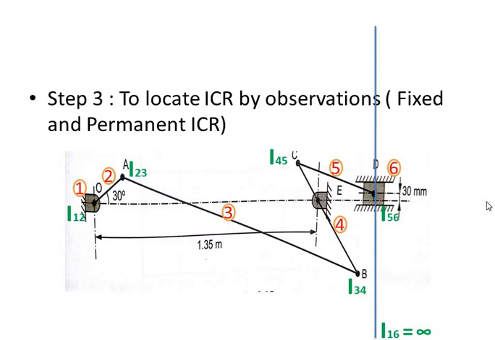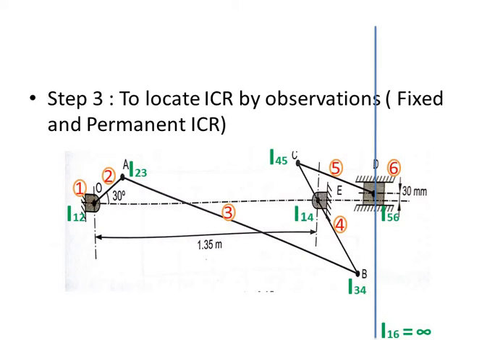Here the slider is moving horizontally. So perpendicular to the motion of the slider, that is vertical, at infinity there lies I16. If the slider is moving vertically, then you have to draw a horizontal line, and on that horizontal line mention the ICR at infinity. Likewise, the ICR of a slider is perpendicular to the motion of the slider at infinity.